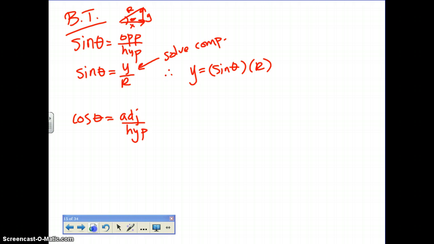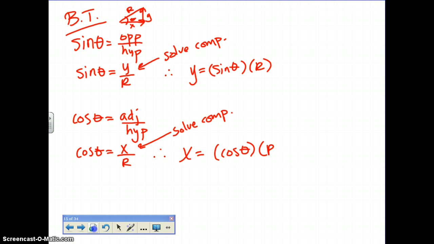Okay, let's look at this guy right here. That would really mean cosine theta, check that triangle right up there where it says bow tie. So that would be your x over your r, your adjacent over your hypotenuse. Therefore, if you're solving for your x component now, then the equation you want to use is x equals cosine theta times your resultant. Now those are for bow ties.